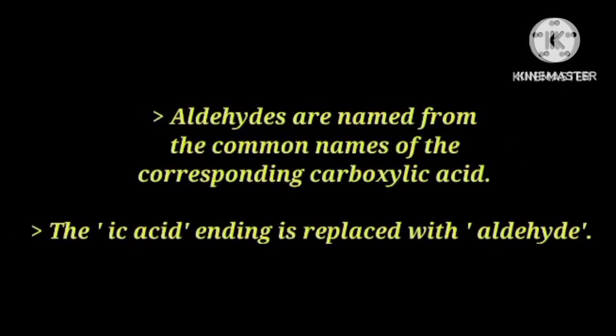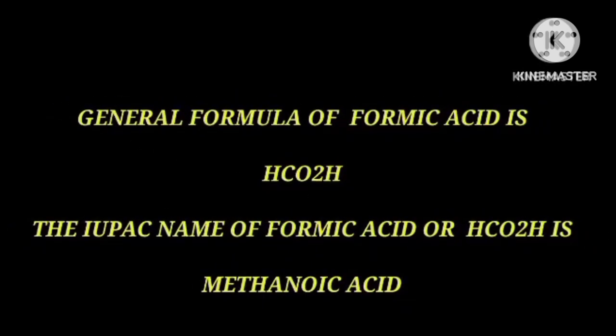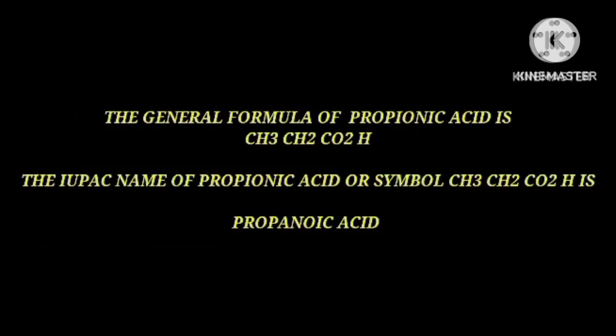2.2 Common names. Aldehydes are named from the common names of the corresponding carboxylic acid. The IC acid ending is replaced with aldehyde. The general formula of formic acid is HCO2H. The IUPAC name of formic acid, HCO2H, is methanoic acid. The general formula of propionic acid is CH3CH2CO2H. The IUPAC name of propionic acid, CH3CH2CO2H, is propanoic acid.